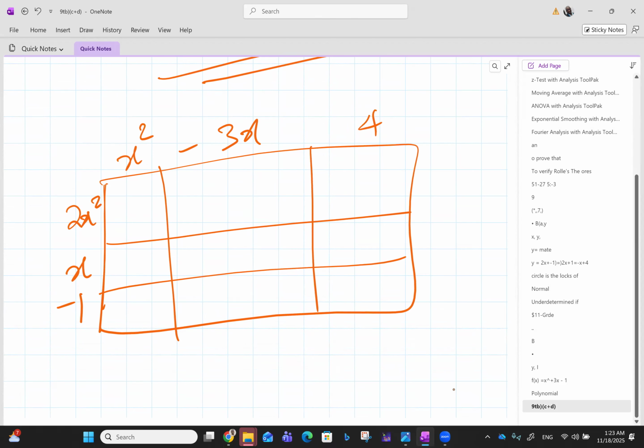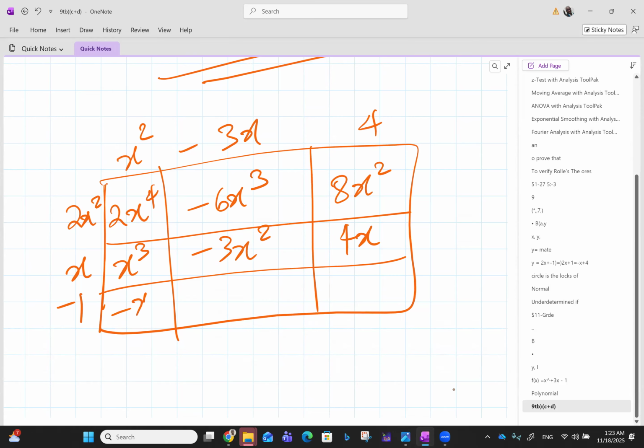Okay, so you have 2x squared times x squared, that's 2x raised to the power 4. 2x squared times minus 3x, that's minus 6x raised to the power 3, right? 2x squared times 4, okay? That is 8x squared. And then you have x times x squared, that's x cubed. x times minus 3x, that's minus 3x squared. x times 4 is 4x. Then minus 1 times x squared, that's minus x squared. Minus 1 times minus 3x, that's minus and minus is plus, 3x. Minus 1 times 4, that's minus 4.